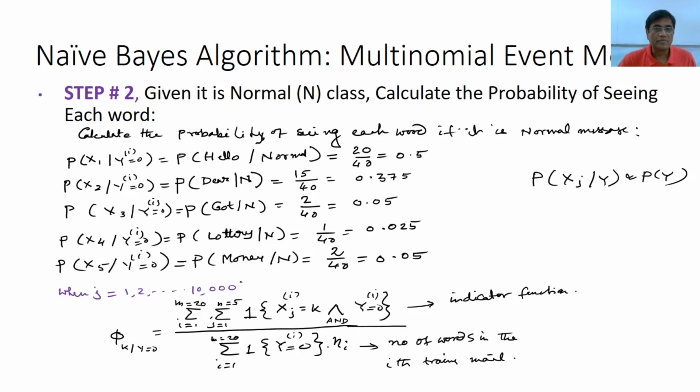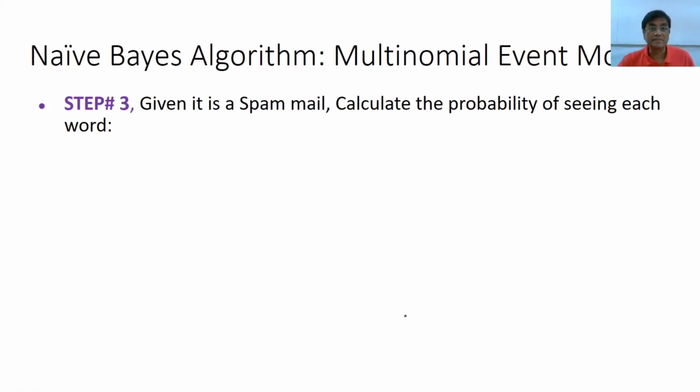So good enough. What we have done in the normal mail, we have calculated the probability of seeing each word if it is in the normal message. We will repeat the same thing in step 3, provided it is in the spam message. So calculate the probability.